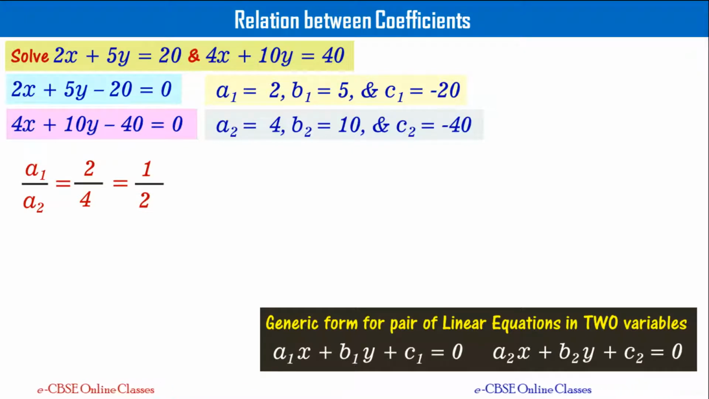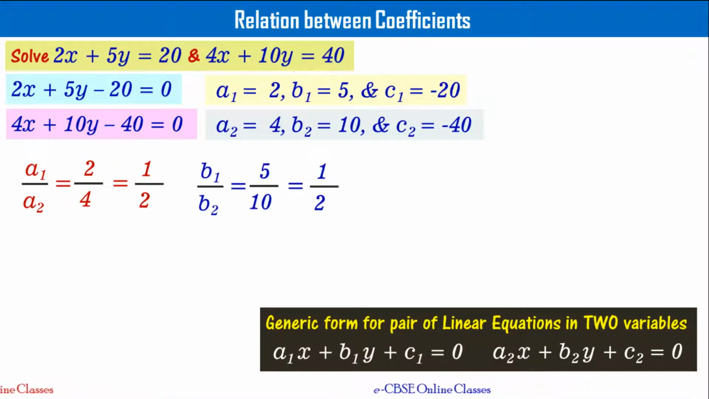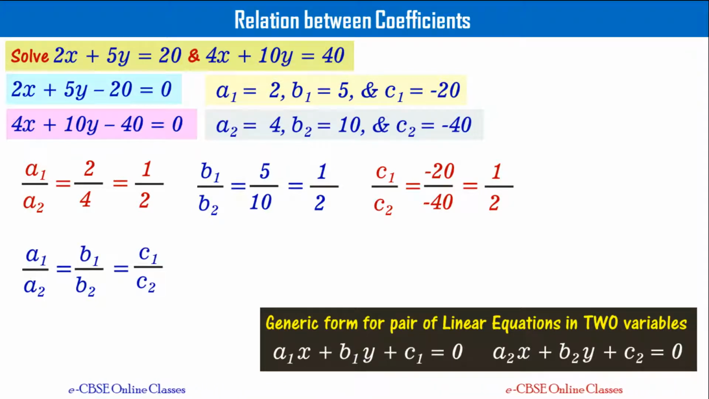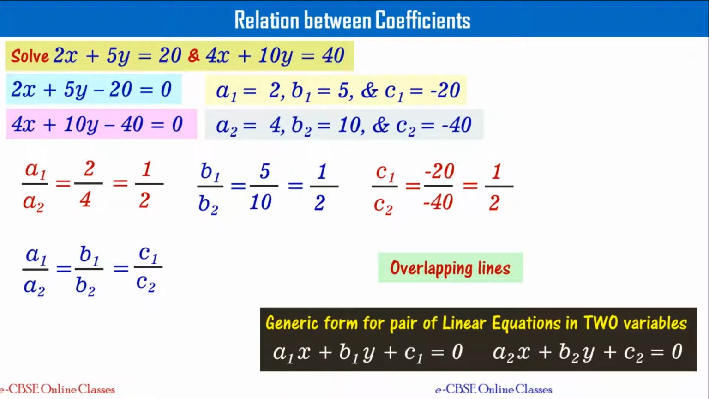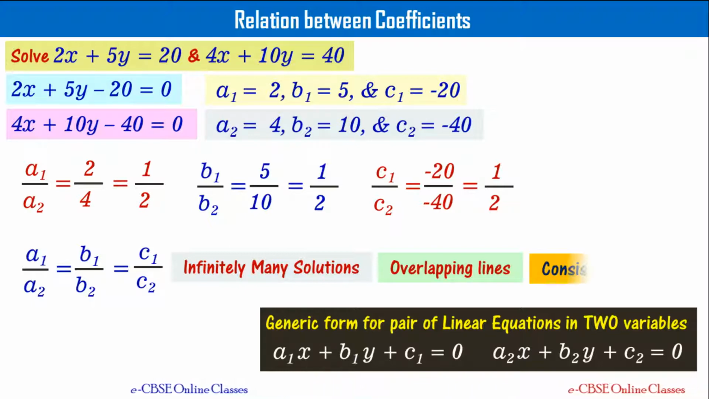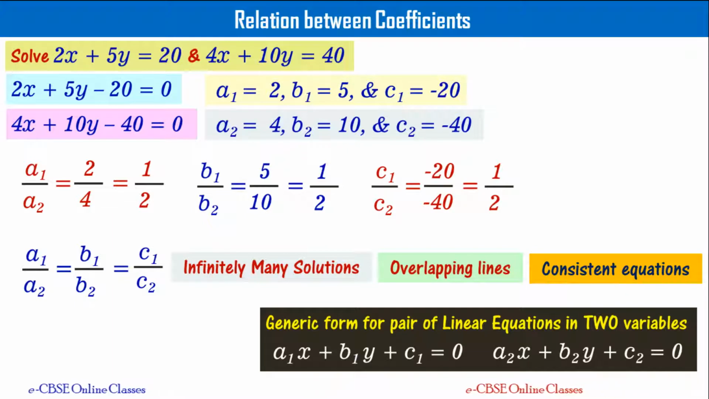a1 by a2 becomes 1 by 2 and b1 by b2 is also 1 by 2 and c1 by c2 is also 1 by 2, right? It means a1 by a2 equal to b1 by b2 equal to c1 by c2, right? When you have such a relation between the ratios of coefficients, then we know that the lines corresponding to these equations are going to be overlapping lines, and we know that in such a scenario we'll have infinitely many number of solutions possible for given pair of linear equations, and the set of equations are called consistent equations. Let's take a note of that.